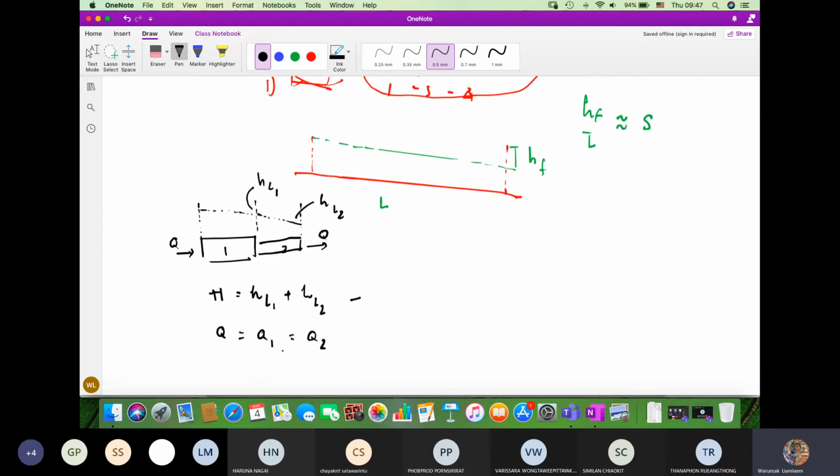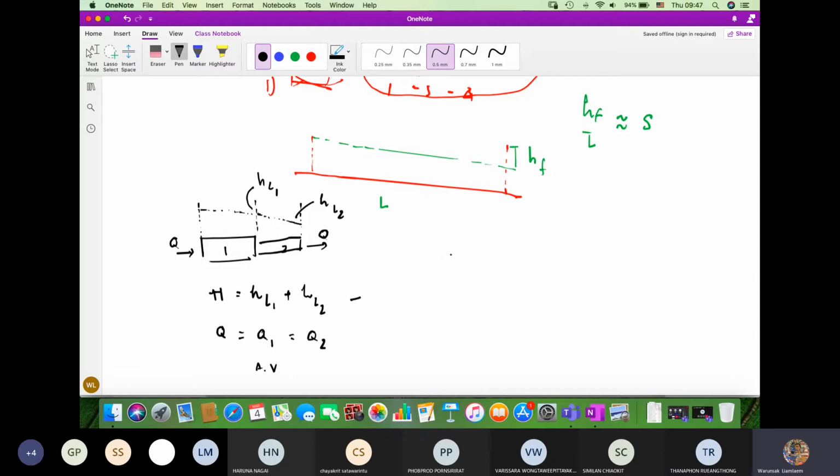As we all know, the flow rate is equal to the area A times the velocity V. So if the pipe diameter is smaller, the velocity will increase. But if the diameter is larger, the velocity will be smaller. That is why the flow rates through pipe number 1 and pipe number 2 are equal. So these are the characteristics of two pipes connected in series.